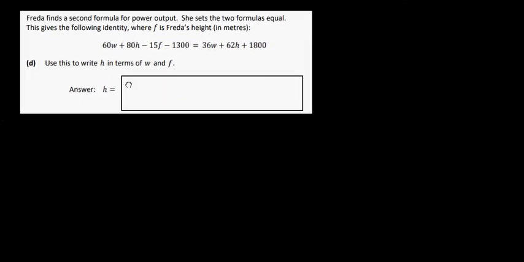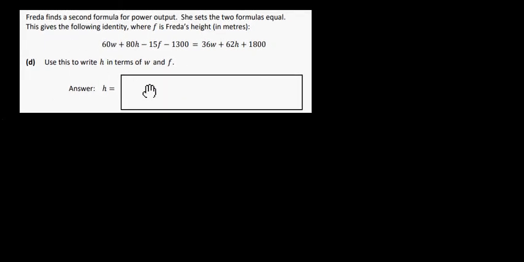So let's have a look at D then. Frida finds a second formula for power output. She sets the two formulas equal, so we have them equal here. This gives the following identity where F is Frida's height in meters. So we have this here. Use this to write H in terms of W and F. So this is really just a case of manipulating these numbers and letters to get H on its own.